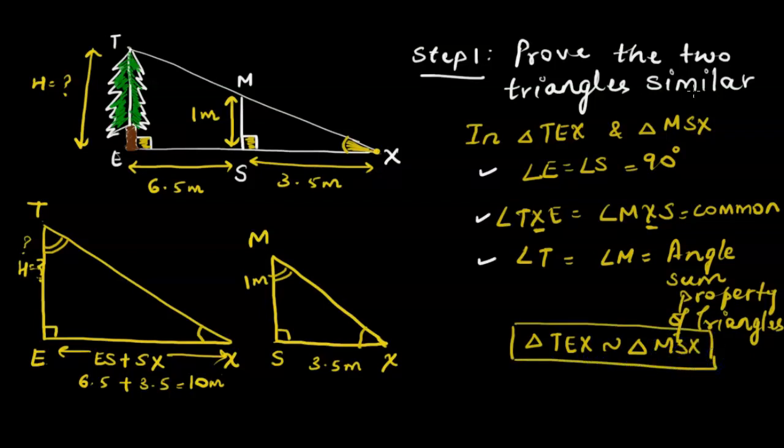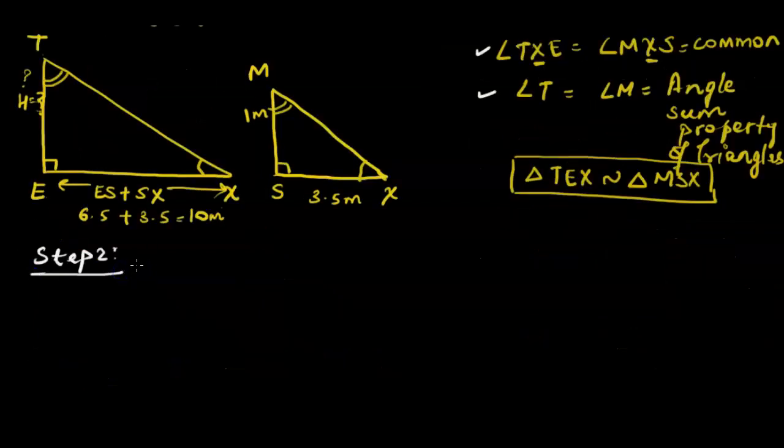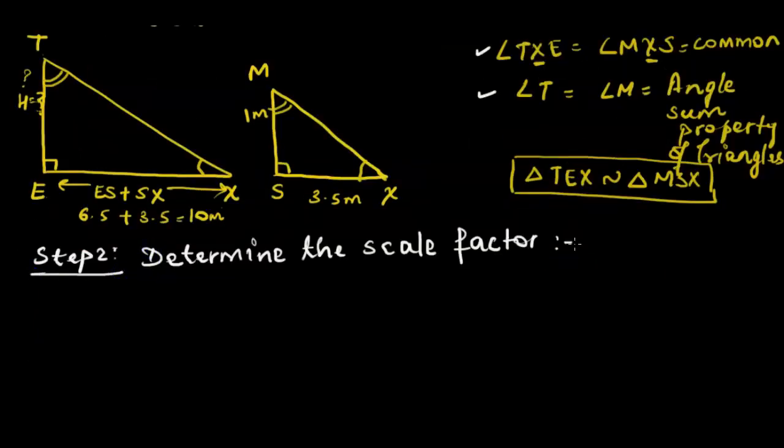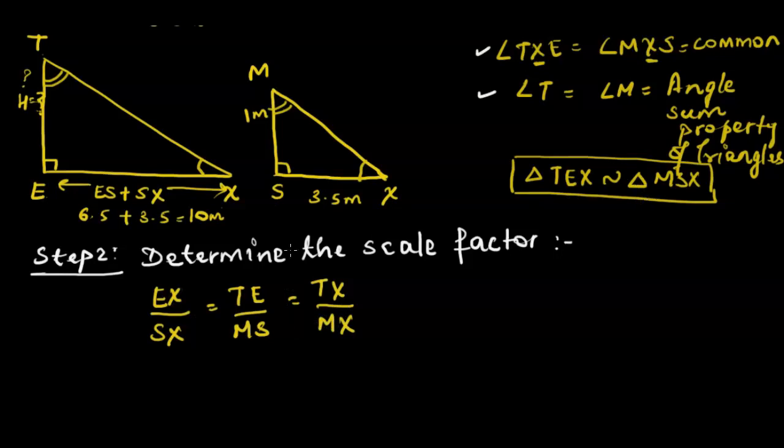Next is step 2. Because the triangles are now similar, we can find the scale factor using the corresponding sides of the triangles. Therefore, step 2 is to determine the scale factor of the given triangles. How do we do that in this particular example? To find the scale factor, we write the corresponding sides of the two triangles as a common ratio. Since we know the two triangles are similar, their corresponding side ratios are equal. Therefore, we can write EX over SX is equal to TE over MS, that's here, is equal to TX over MX, and that's here.